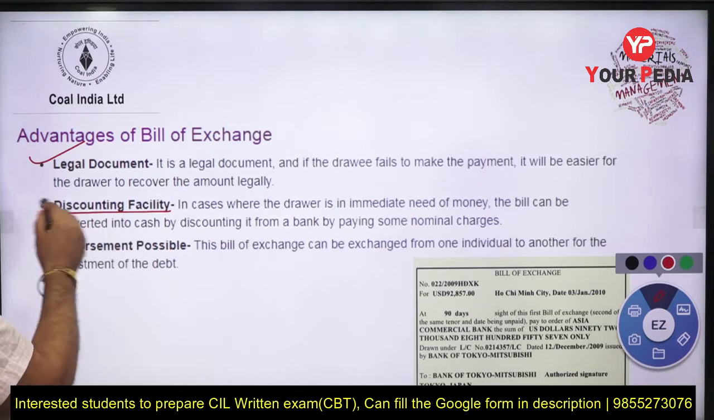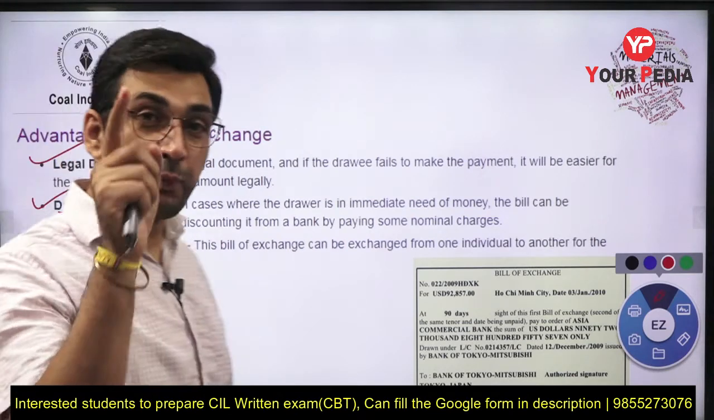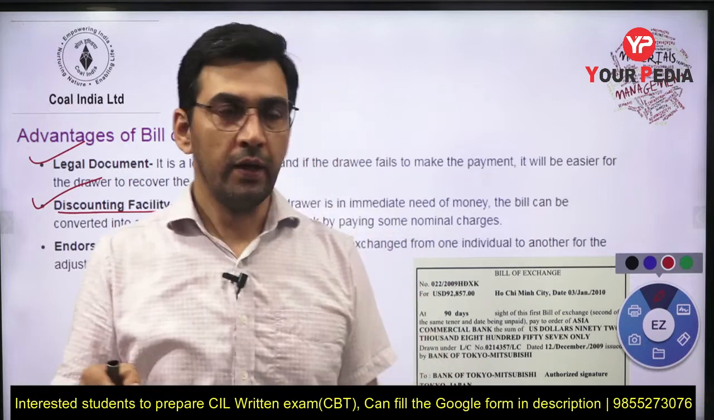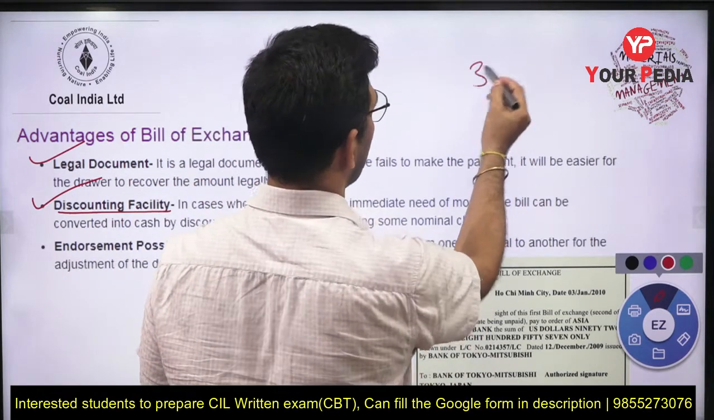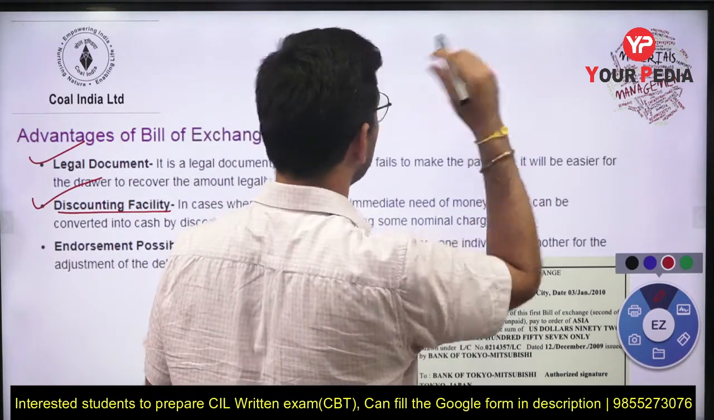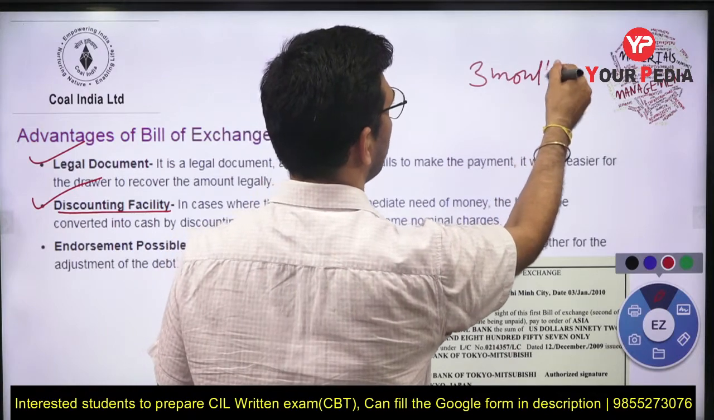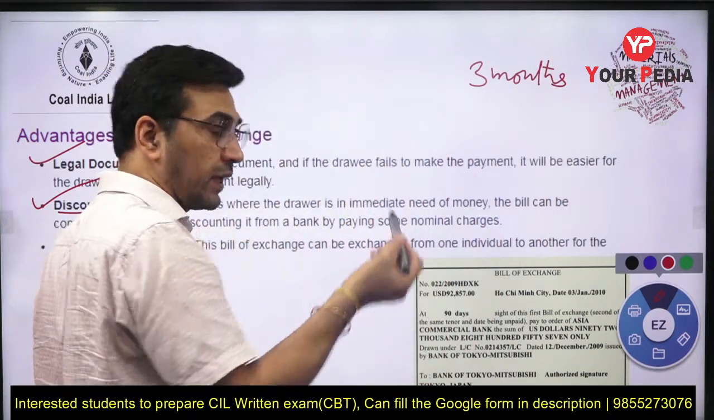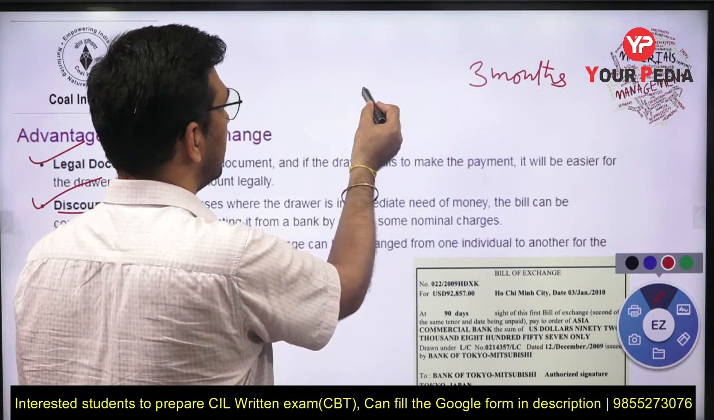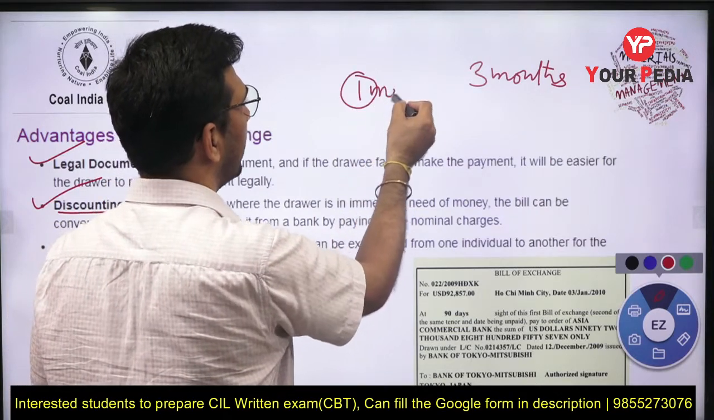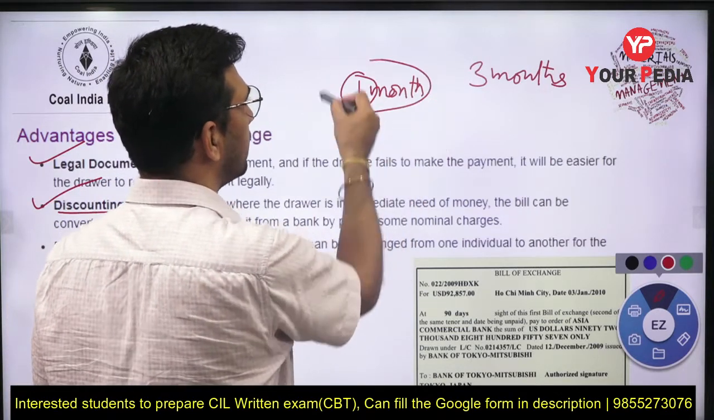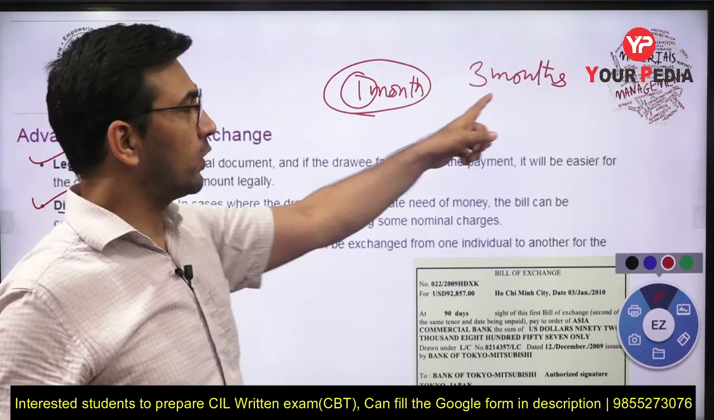Discounting facility. Now discounting facility can mean that the third party, many times, can also be a bank. Right. So, for example, if you are supposed to make the payment after 3 months, so instead of that, what do you do? You have a need, let us say, and you go to the bank, and let us say after 1 month you go to the bank and you ask the bank to make the payment. So the bank will not make the payment in advance for free.